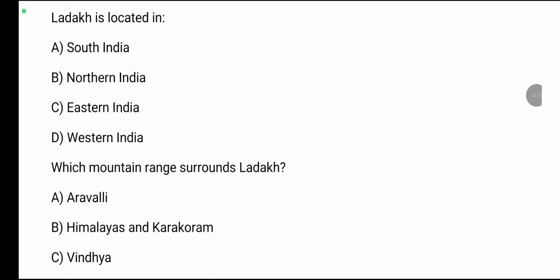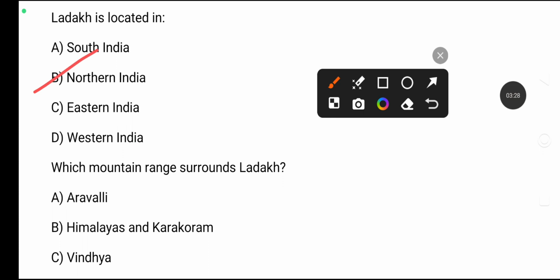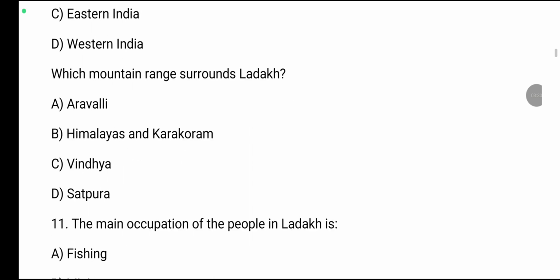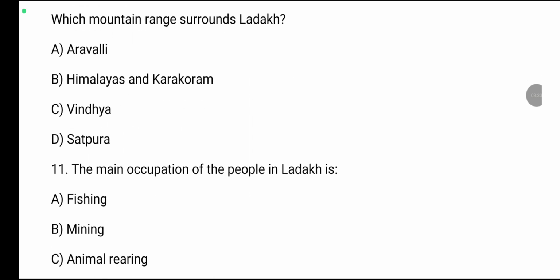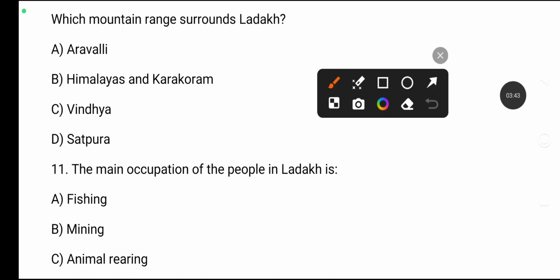Now moving on to another question. Ladakh is located in South India, Northern India, Eastern India, Western India. It is located in Northern India. Now moving on to another question. Which mountain range surrounds Ladakh? The options are Aravalli, Himalaya and Karakoram, Vindhya, Satpura. The answer will be B, Himalaya and Karakoram.